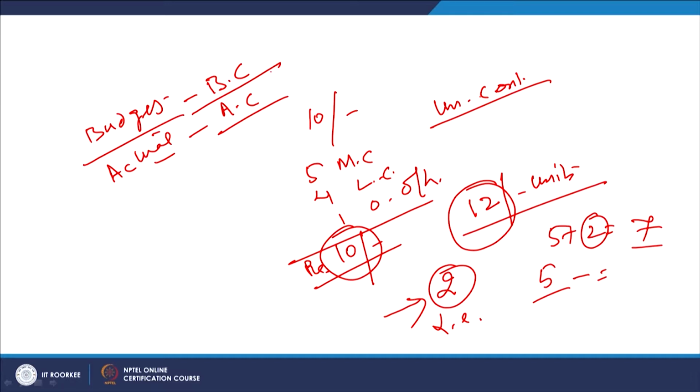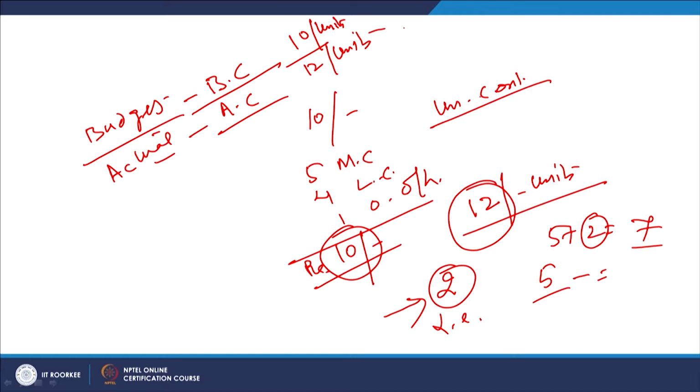So, now we have to see that the budgeted cost of the product is 10 rupees per unit and then the actual cost here is 12 rupees per unit. It means this is now a cause for concern, because what do we mean by planning? Planning means deciding what is to be done in future, how it is to be done in future and at what cost it is to be done in future.